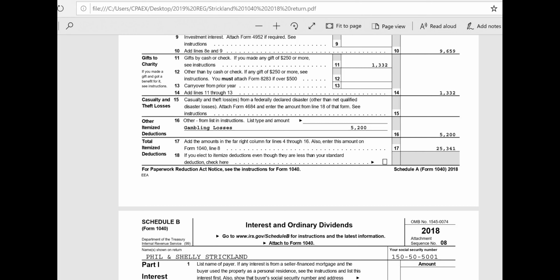What else would go on this line? Other itemized deductions. We got gambling losses here. We have the unrecovered portion of an annuity here. Another thing I can think of would be the foreign taxes paid, where the foreign tax credit doesn't apply. Sometimes the foreign tax credit doesn't apply, so you have to take the foreign taxes paid as a deduction, and you would take it as an other itemized deduction.